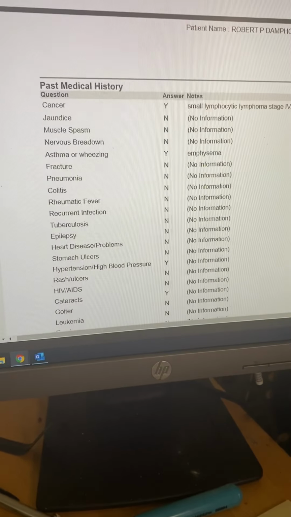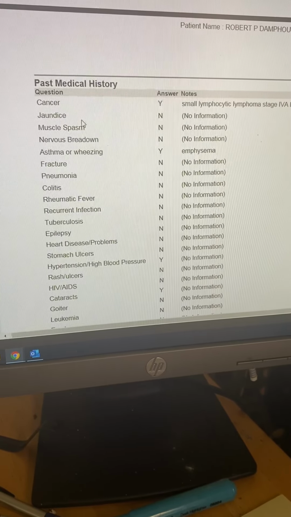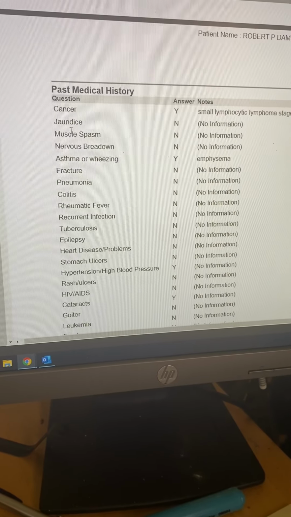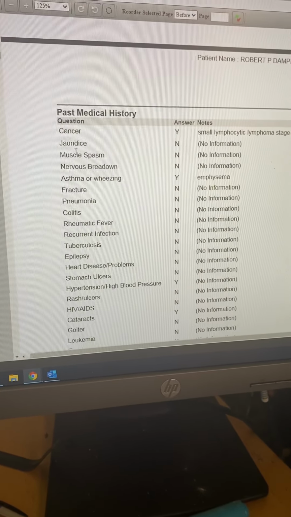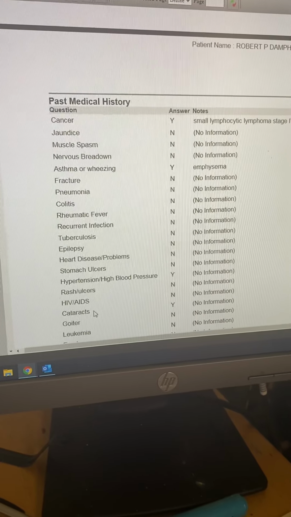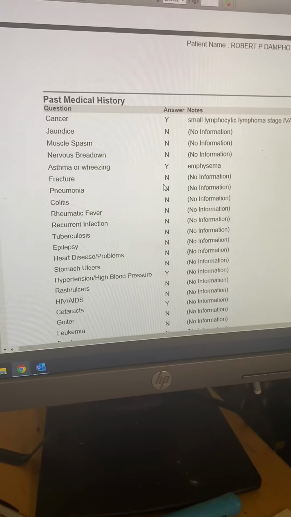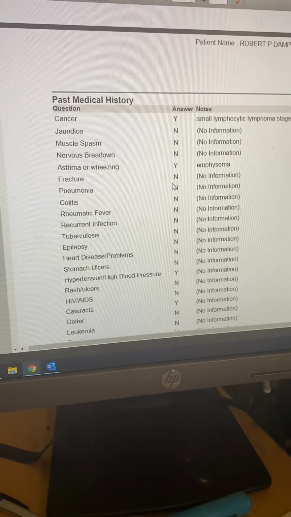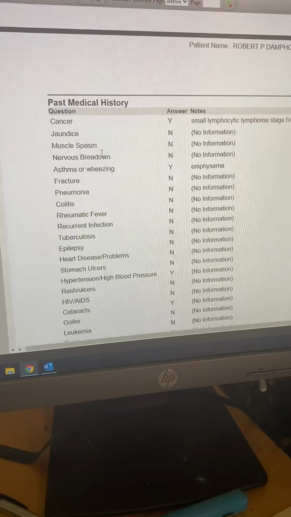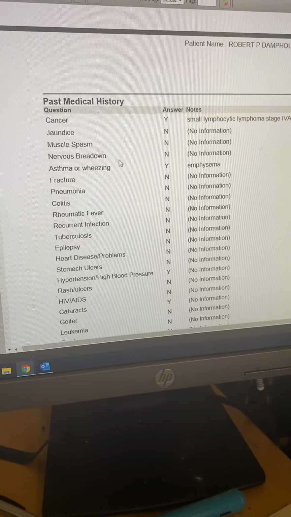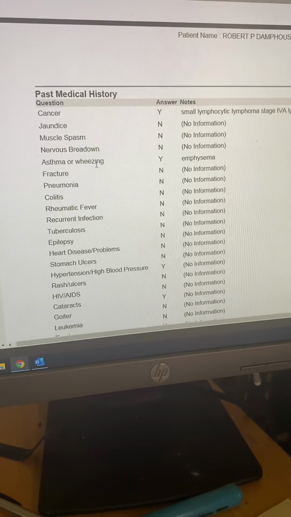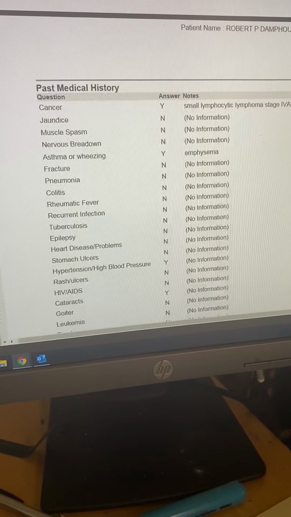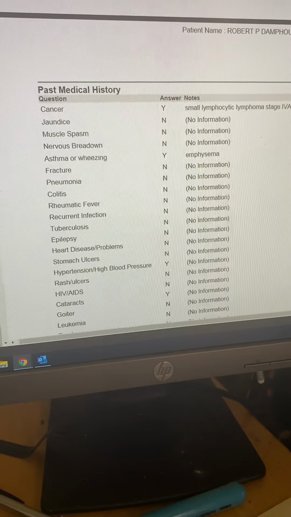So jaundice, it's not risk adjustment. There's not a risk adjustment score. But if you were coding for a regular physician's office, hospital, or family practice, you're going to capture all of these codes. But remember, you guys, for risk adjustment, I only want to code the codes that have a risk adjustment score. So muscle spasm does not risk adjust. Nervous breakdown, it does not. Asthma or wheezing, it does. I know the asthma or wheezing code by heart, so that's why I'm going to go ahead and put this down.